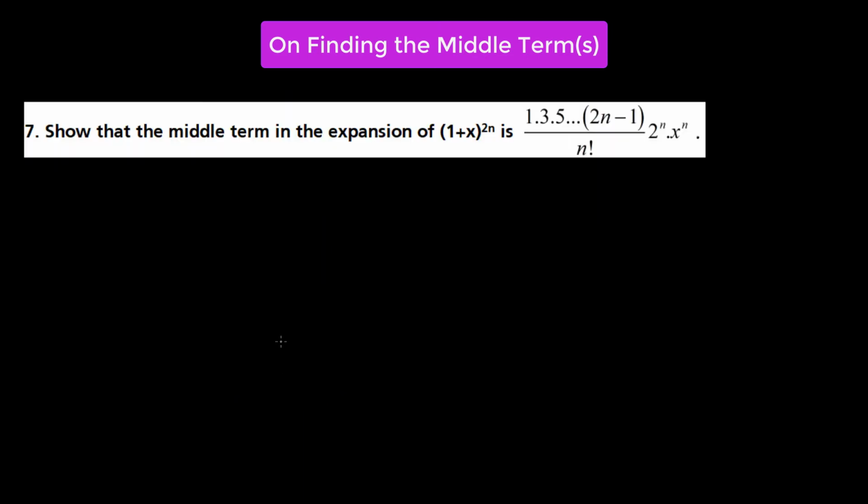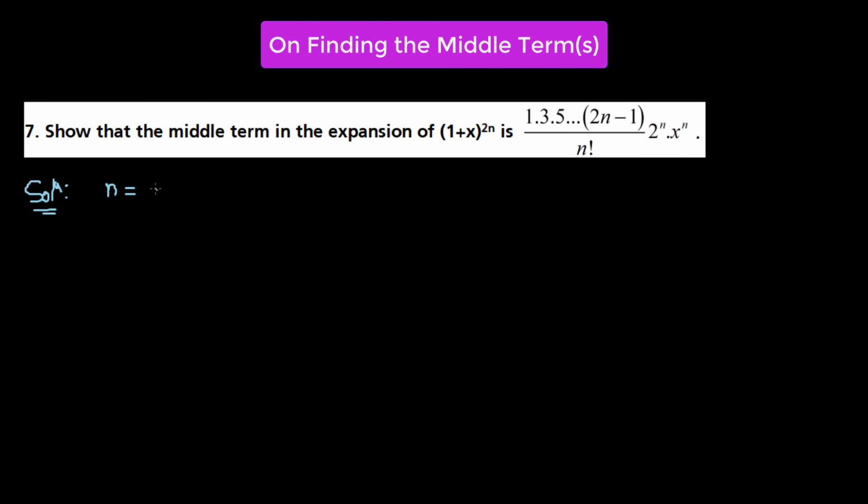So in this question we have to prove that the middle term of the expansion of 1 plus x raised to the power of 2n is given by this value: 1 times 3 times 5 up to 2n minus 1, divided by n factorial times 2 raised to the power n, times x raised to the power of n. So we begin by first finding out which term is going to be the middle term.